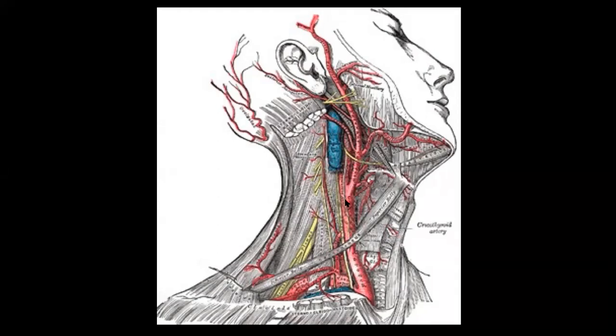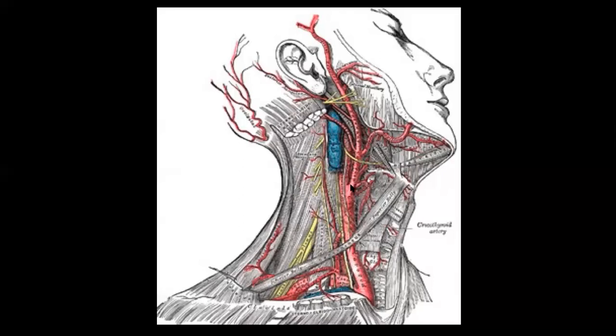Where the common carotid artery is splitting into external and internal, there we can see a dilatation. What is this dilatation called? We can see this very nicely in the dissection hall. This dilatation is called the carotid sinus. What does this carotid sinus or this bulge contain?